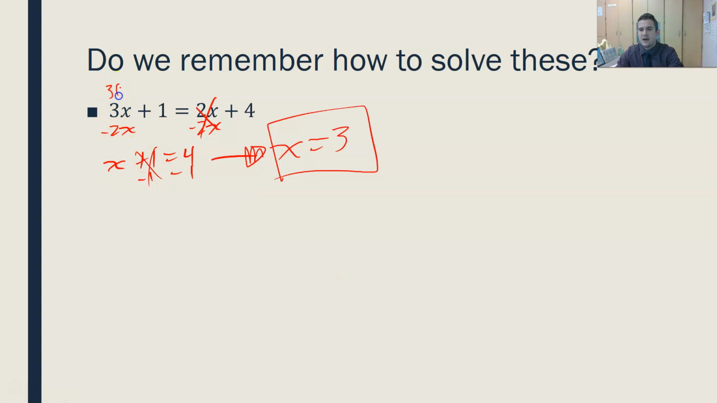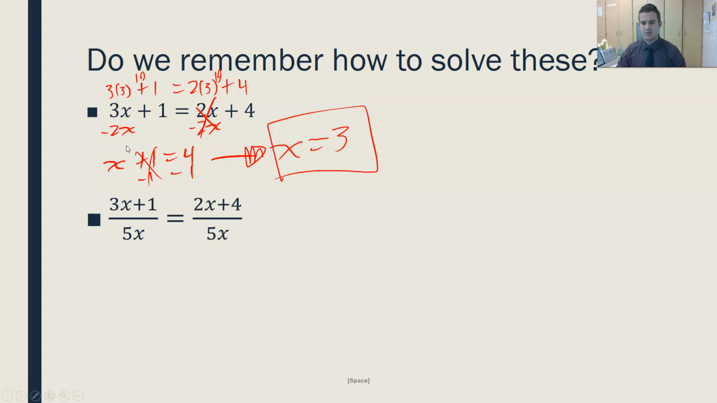If I plugged 3 back in for x here, just to double check, I could confirm, in fact, that that works. 3 times 3 is 9, plus 1 is 10. 2 times 3 is 6, plus 4 is 10. So that's how I would solve an equation like that. That's a linear equation. We have a lot of experience with that.